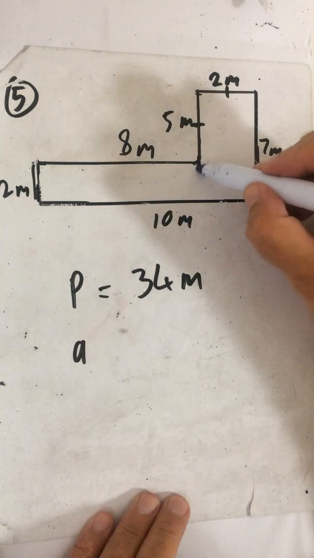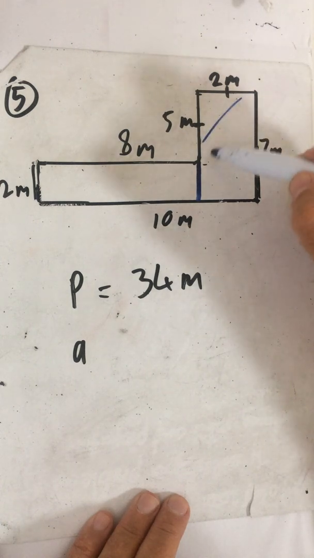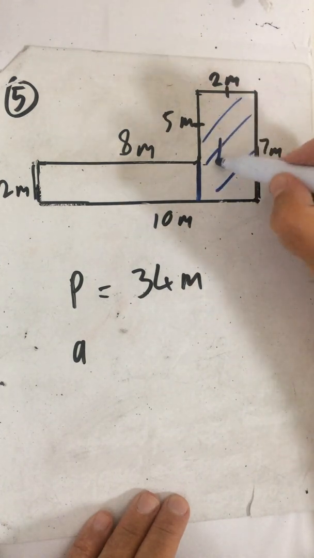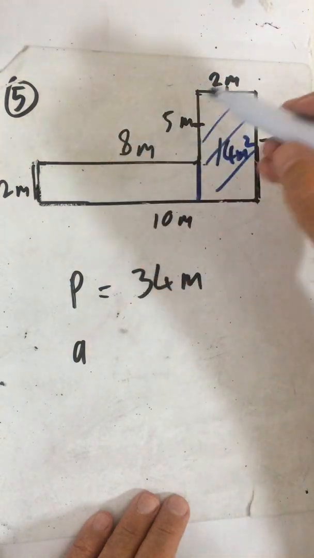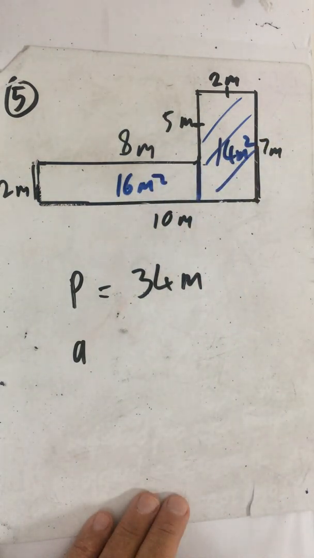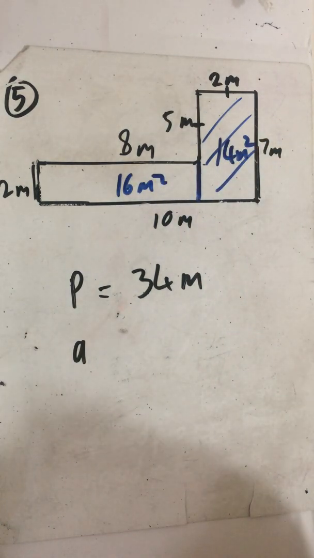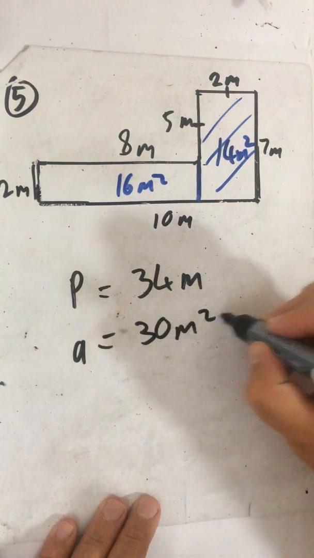And then again, we're going to split them up. Okay, we're going to split it into 2. And we've got then this is going to be 7 times 2 is 14 meters squared. This is going to be 8 times 2, 16 meters squared. I think we have done these before. Okay, so the answer to that would be 30 meters squared.